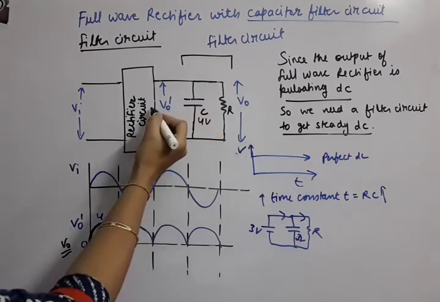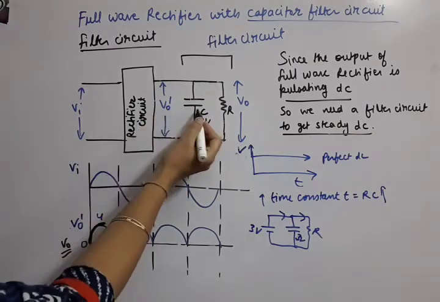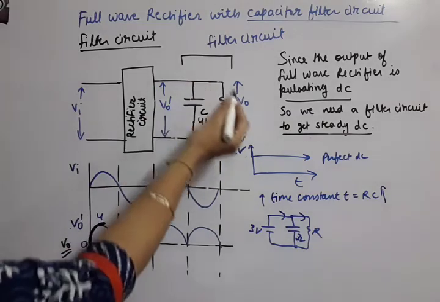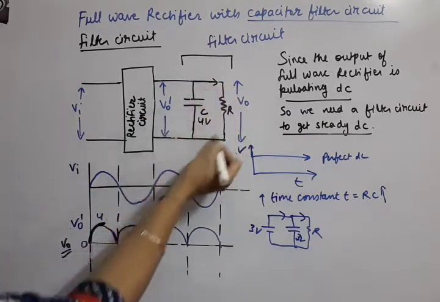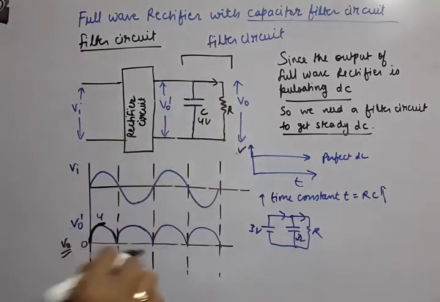That means from here it is not getting increasing voltage, so it will start discharging. It will start discharging through this path. Okay, and the discharging rate is in our control.